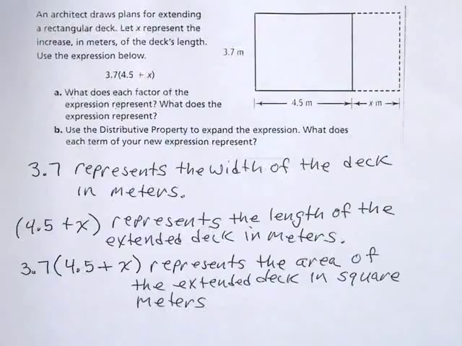In this video, we're going to look at a pretty typical word problem that uses the distributive property. So let's read the problem. An architect draws plans for extending a rectangular deck. Let x represent the increase in meters of the deck's length. Use the expression below, 3.7 multiplied by (4.5 plus x).